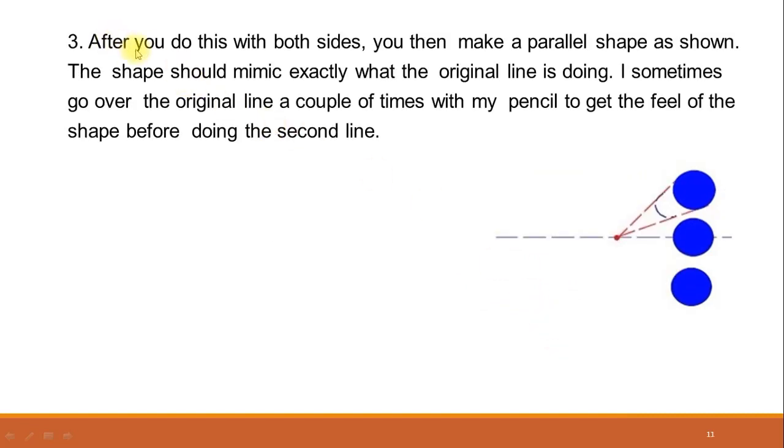Now step number 3. After you do this with both sides, like this is the orthogonal line and this is the orthogonal for the other side, you then make parallel shapes. A parallel shape is shown in this figure. The shape should mimic exactly what the original line is doing. I sometimes go over the original line a couple of times with my pencil to get the feel of the shape before doing the second line.